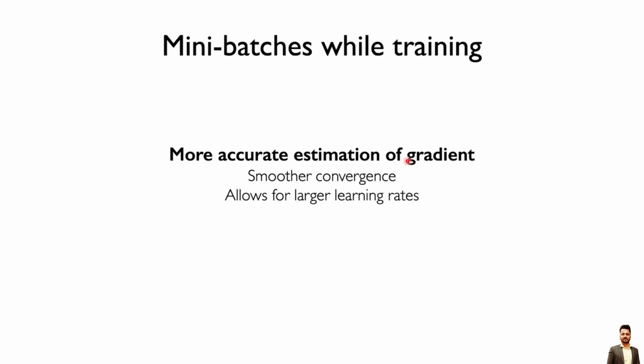Now, mini batches while training: more accurate estimation of gradient, smoother convergence, and allows for larger learning rates. Obviously, when you are testing different points, you have large learning rates, you have a better convergence. So all of those things will be fine because we are trying it for different points. We are not just using a single point to decide and get a bottommost point.